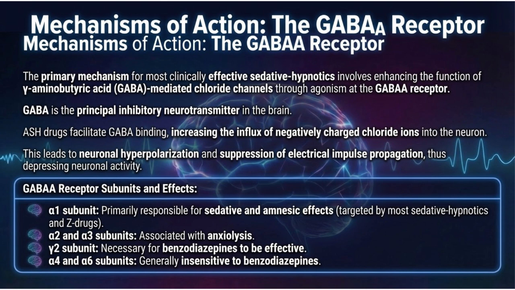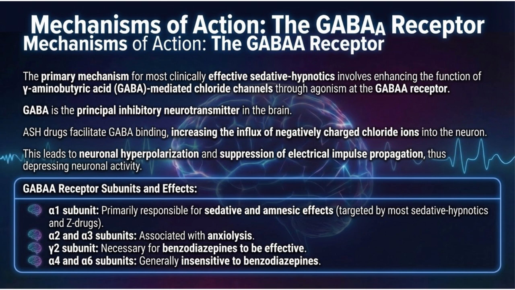And how does that work mechanically? Well, when the drug binds to the receptor, it helps GABA bind more effectively, and that opens a channel, letting negatively charged chloride ions rush into the neuron. So you're flooding the cell with negative charge. That hyperpolarizes it. Exactly. It makes it harder for that neuron to fire an electrical signal. You're dampening the whole system. That's your sedation.